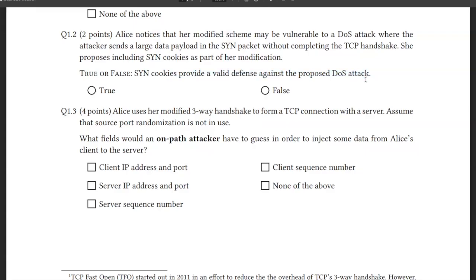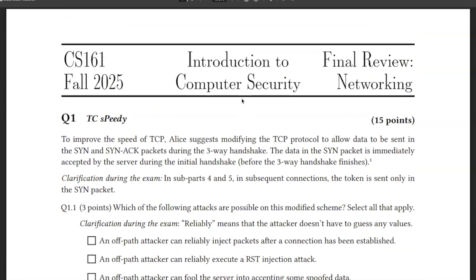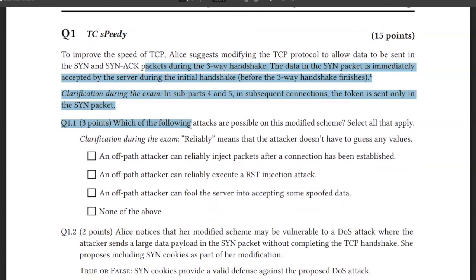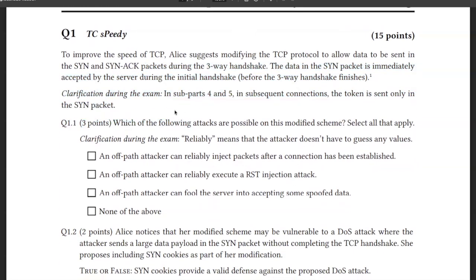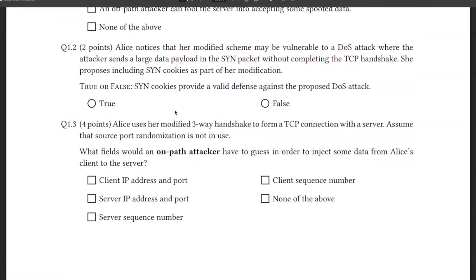So even if you use the SYN cookie to protect against SYN flooding, you still are taking in all the data that they give you by this part, right? So that kind of defeats the point. Because if I can just SYN flood you and give you a bazillion bytes, then I don't care about the next ACK and all that, because you already took my data. So the answer here is false.